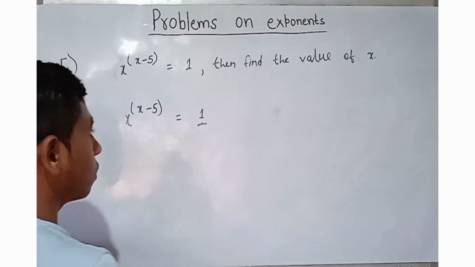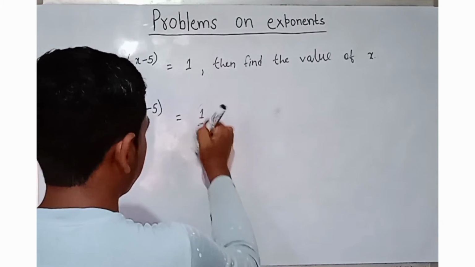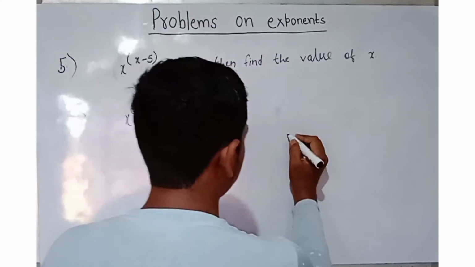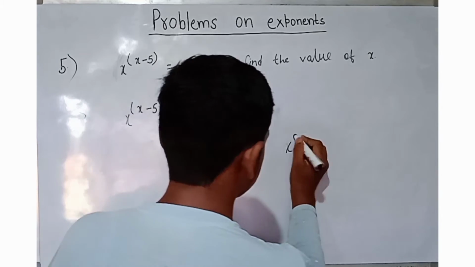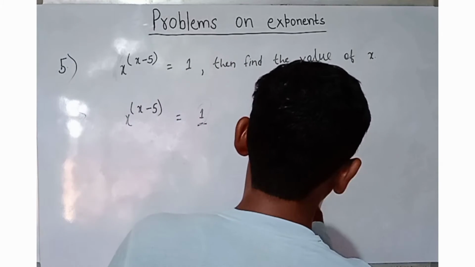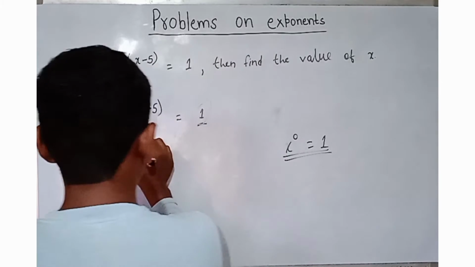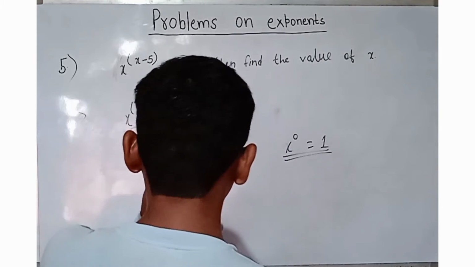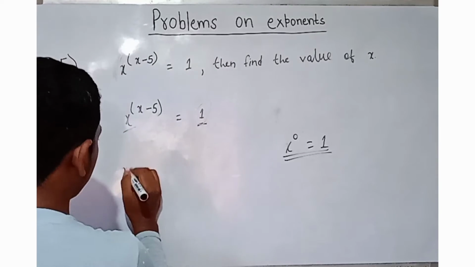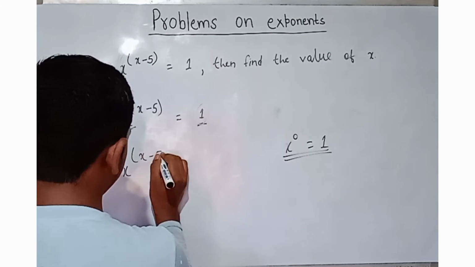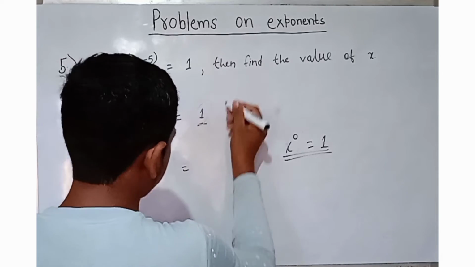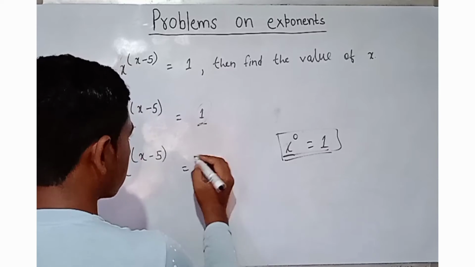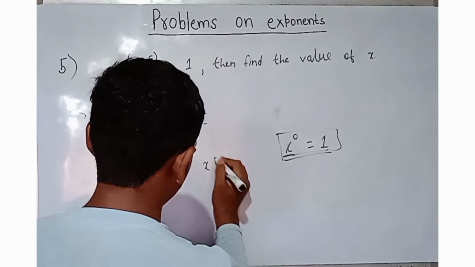And when we solve this reversely, then we will get 1. Remember, x power 0 will be 1, so that we could solve this. So we are going to apply this here. See here, x^(x minus 5) will be x power 0. This is also a law of exponents.